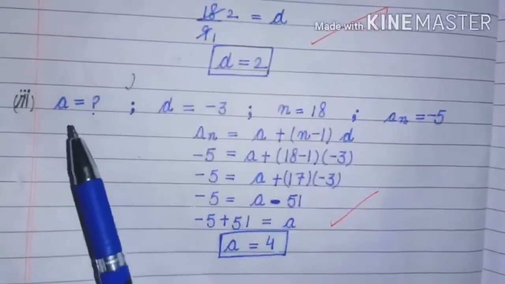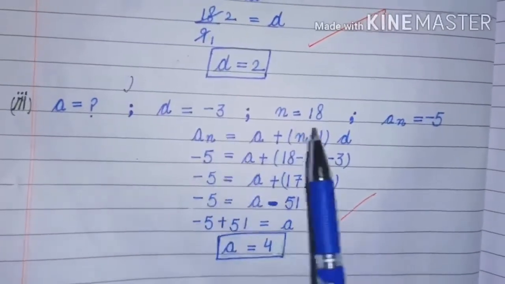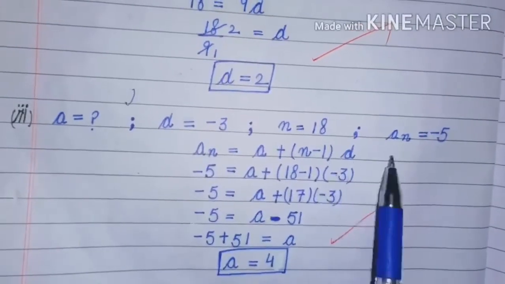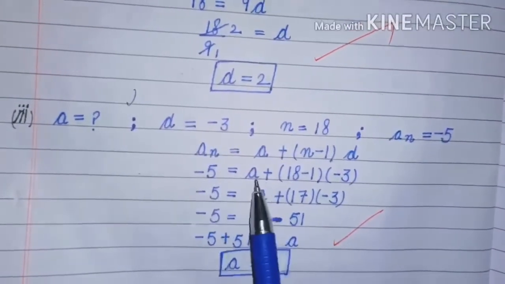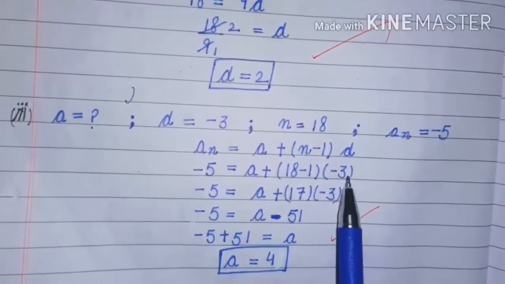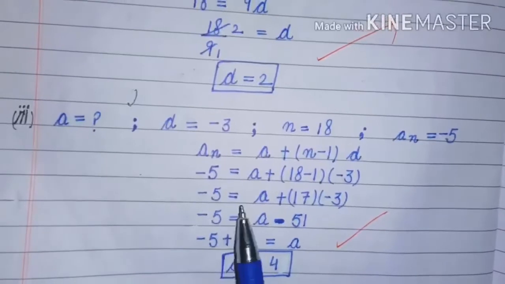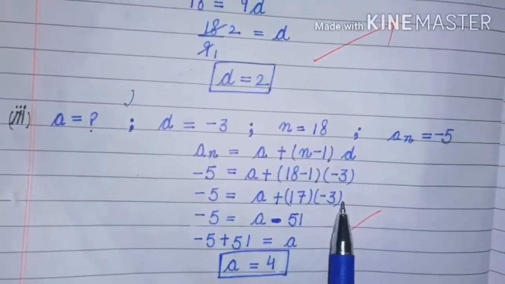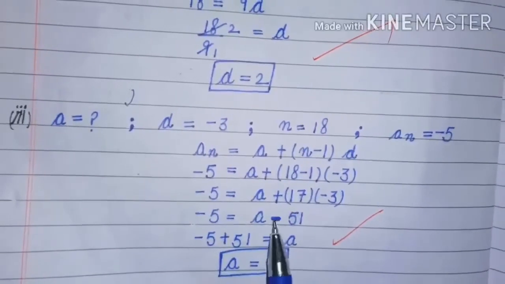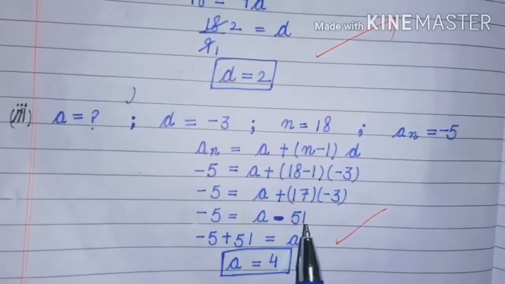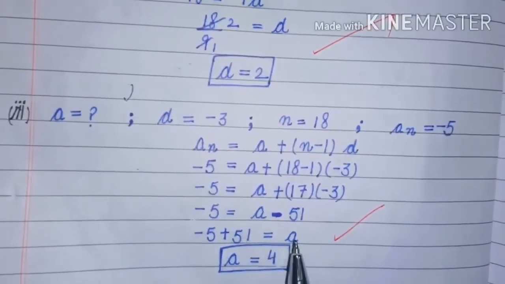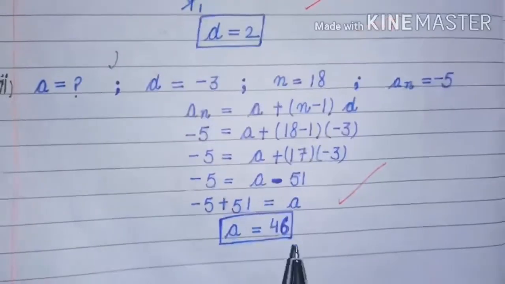Now in the third part, a is missing and d is minus 3, n is 18 and an is minus 5. Again we will use the same formula and put the values. An is minus 5, a we have to find, plus 18, n is 18, so 18 minus 1 into d is minus 3. So minus 5, a plus 17 into minus 3. So it becomes minus 5 as it is, a plus minus 17 into 3 is 51. Now we will take minus 51 to the left hand side and it becomes plus, and we will find the value of a, that is 46 beta.